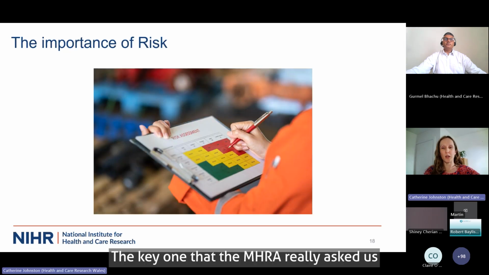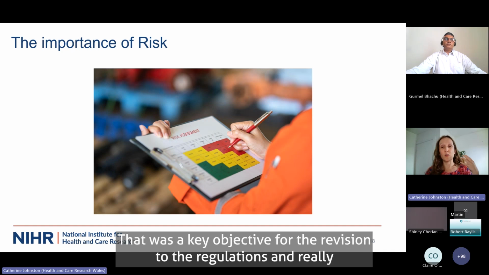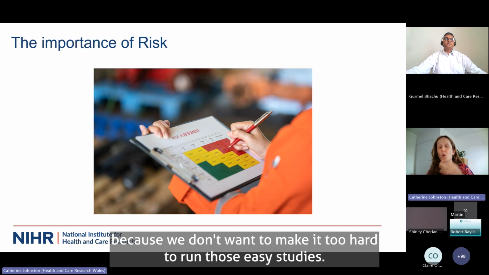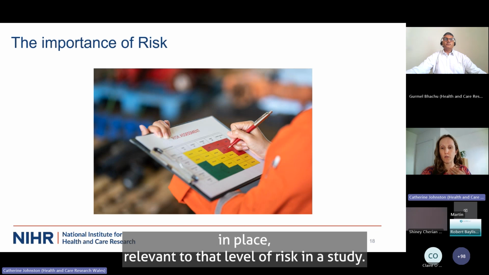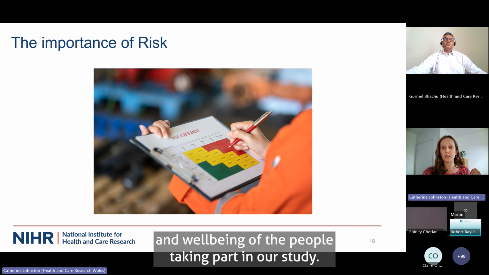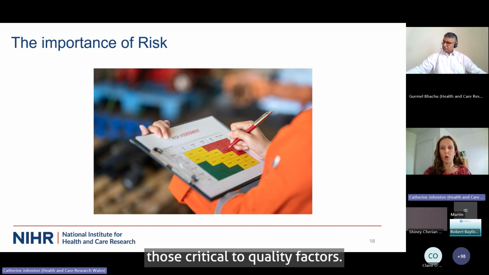The key one that the MHRA have really asked us to focus on, though, is obviously the importance of risk. That was a key objective for the revision to the regulations, really reinforcing that risk proportionate approach, because we don't want to make it too hard to run those easy studies, but we do want to make sure we've got the checks in place relevant to the level of risk in a study. The focus is on the protection of the rights, safety and well-being of the people taking part in our study. And again, it relates back to what we call those critical to quality factors.